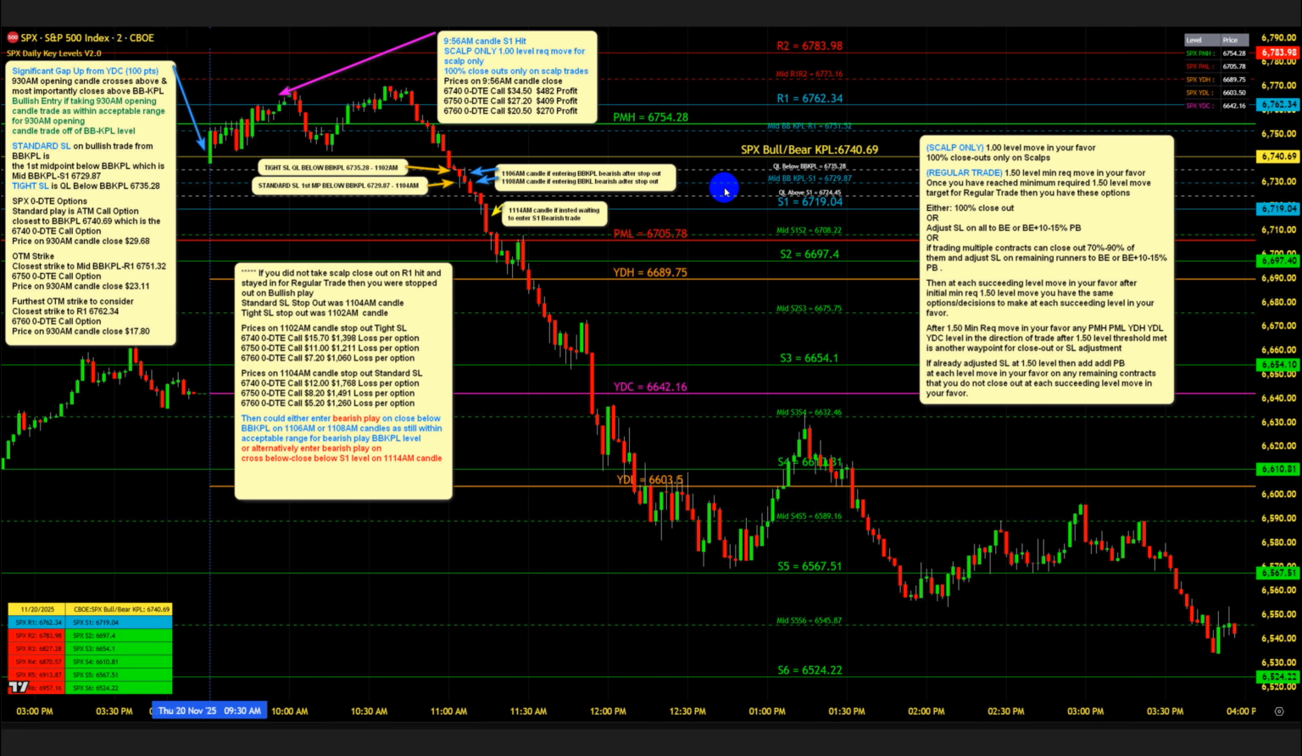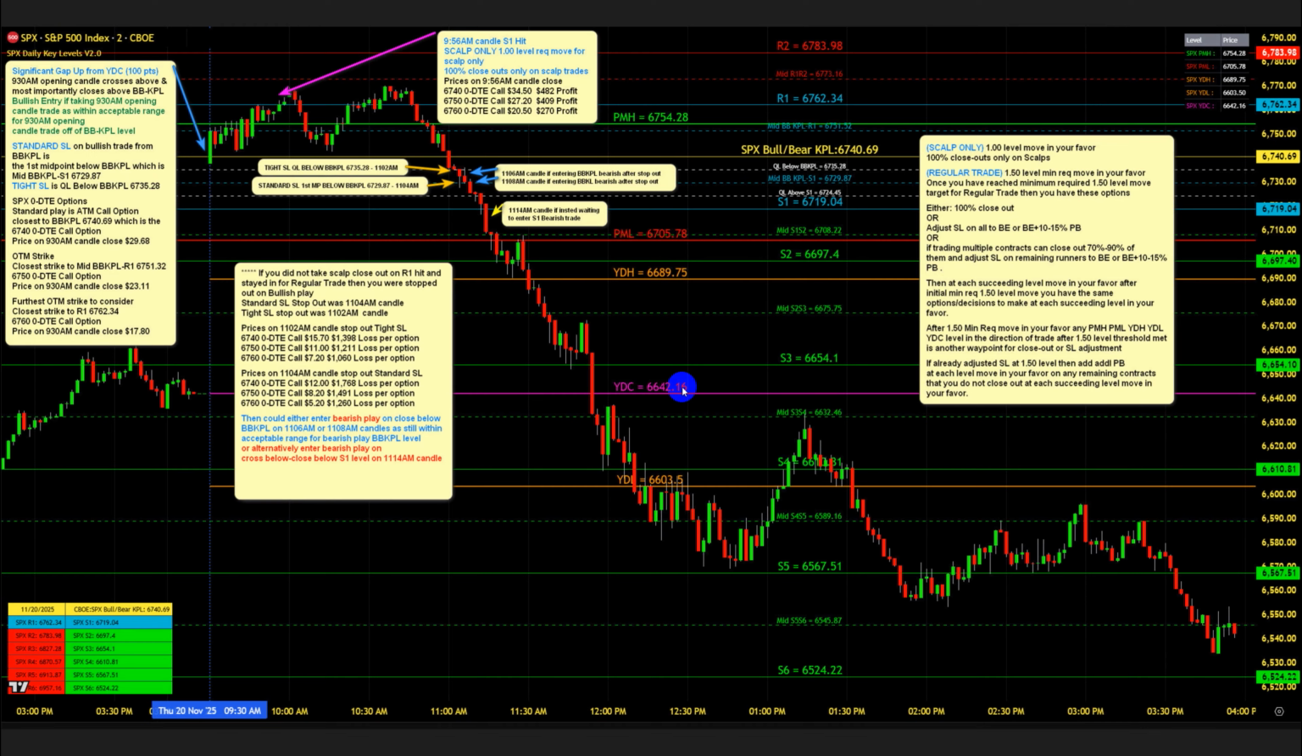The other levels that you see here are the PMH, which is the pre-market high, the PML, which is the pre-market low, the YDH, yesterday's daily high, which is specifically the previous day's RTH session high, the YDC, which is yesterday's daily close, which is the previous RTH session close, and the YDL, which is yesterday's daily low, specifically the previous day's RTH session low. So these key levels are also important in terms of context of the session.